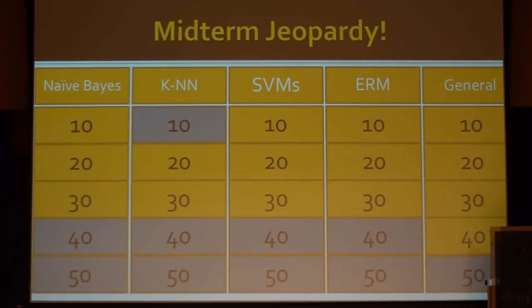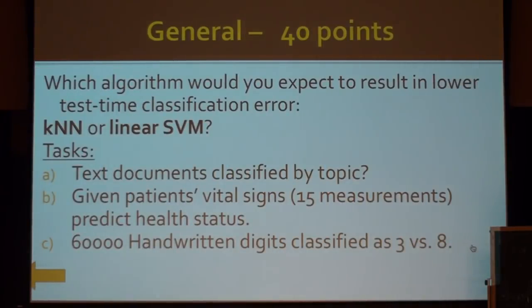Which algorithm would you expect to result in lower test time classification error, k-nearest neighbors or linear SVM? A, on text classification by topic. B, given a patient's vital signs, predict the health status, with 15 features. Or C, 60,000 handwritten digits classified as 3s versus 8s. On each one of them, which do you think will do better, SVM or k-nearest neighbors? SVM, SVM, k-NN.